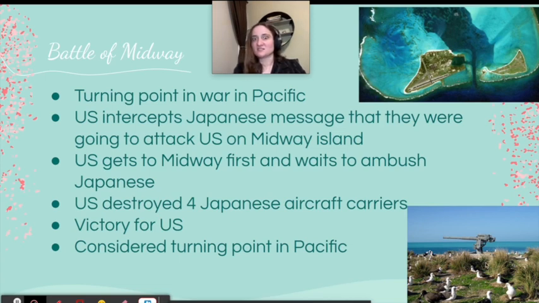Here's what the island looks like today, by the way. It's overrun by seagulls, but you can still see the machine guns. So the U.S. gets to Midway first and waits to ambush the Japanese since they intercepted the message. During this battle, the U.S. destroys four Japanese aircraft carriers. It was a major victory for the United States and is considered the turning point in World War II on the Pacific Front.